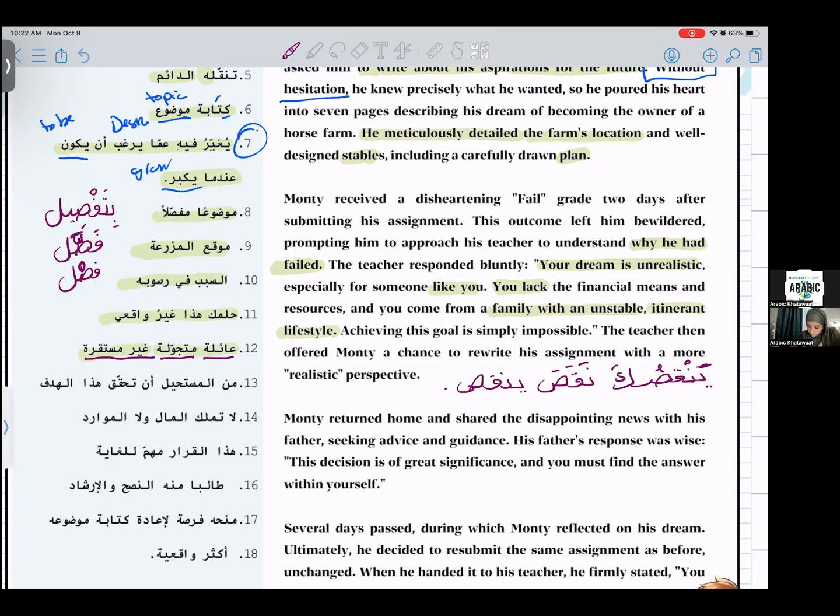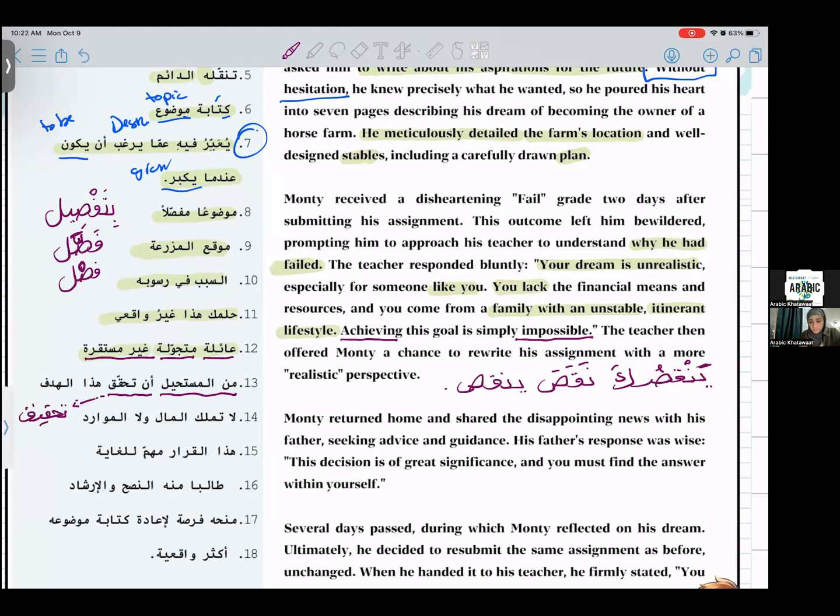Achieving this goal is simply impossible. من المستحيل. So impossible, this is من المستحيل. Achieving, أن تحقق, this is the action of achieving, أن تحقق, and you can use here gerund تحقيق. Instead of أن يحقق, you can say تحقيق.